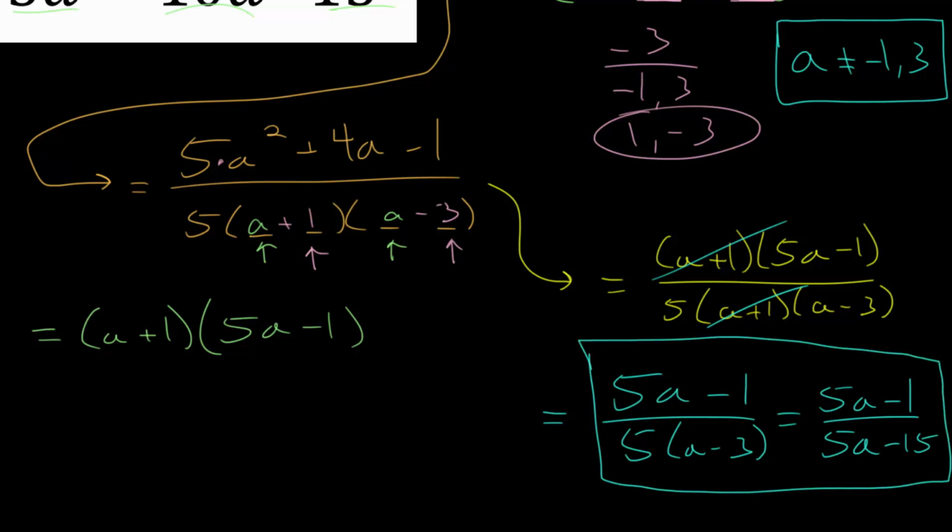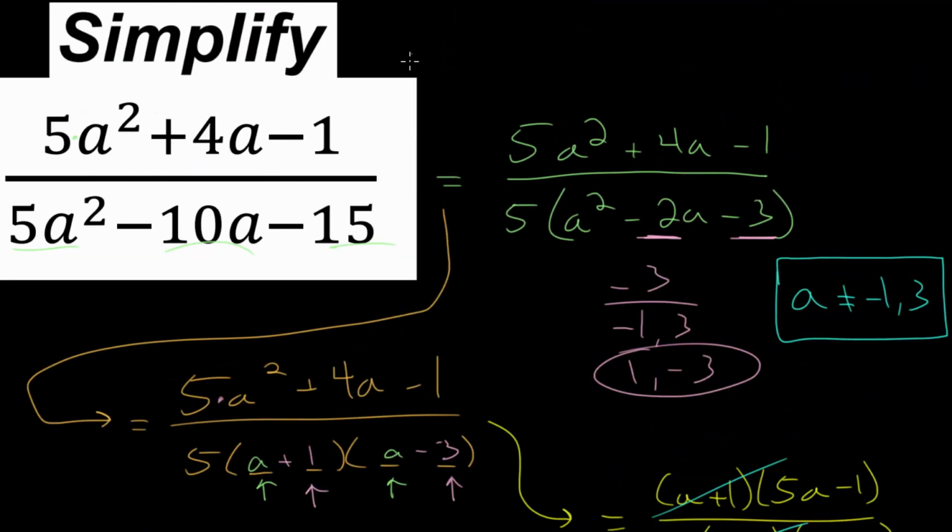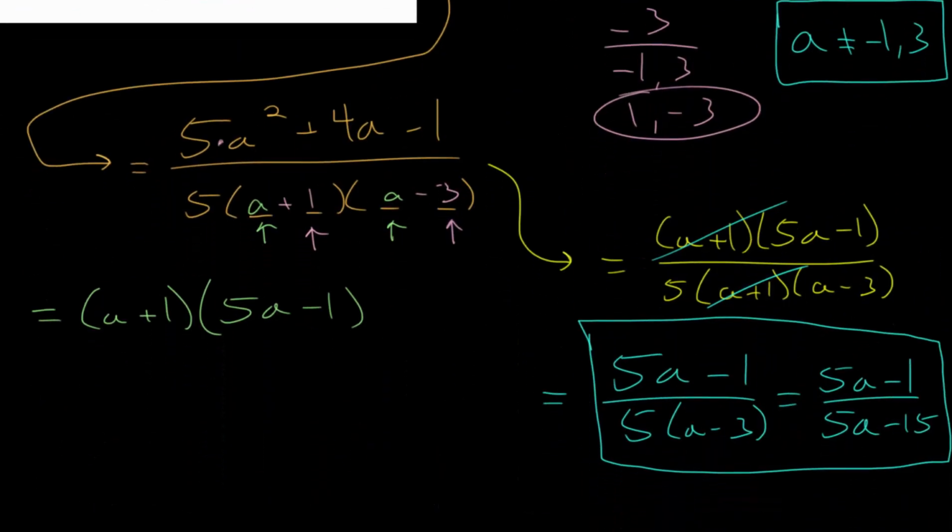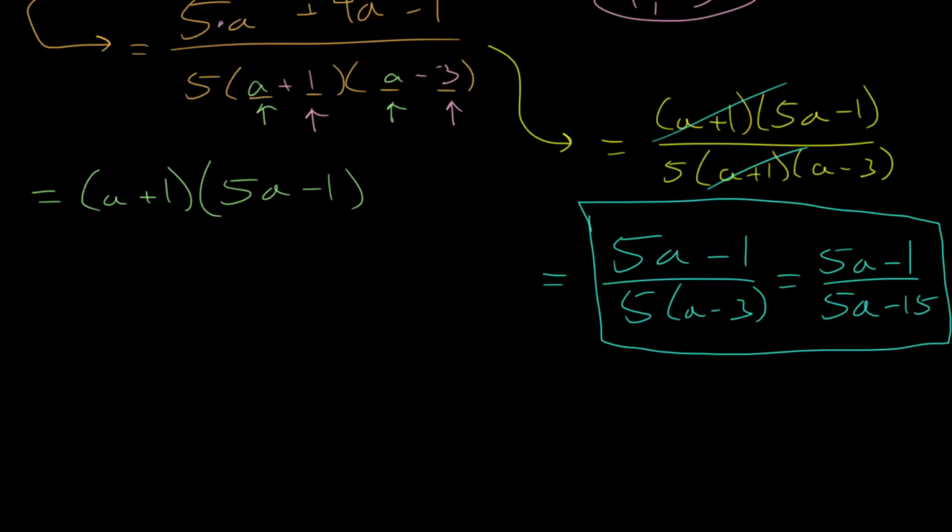Now, I should mention one tedious way to check this is that you can pick an a value. Let's say a equals 1, plug it in here, and we would get 5 plus 4 minus 1, which is 8. And in the denominator, we would get 5 minus 10 minus 15, which would be negative 20. And if we end up with the exact same value down here, then we know we did it correctly.